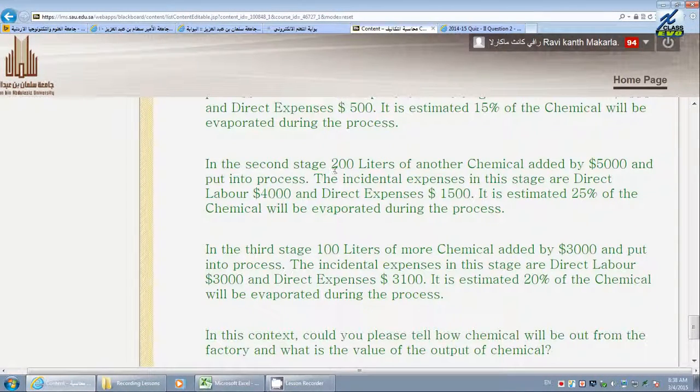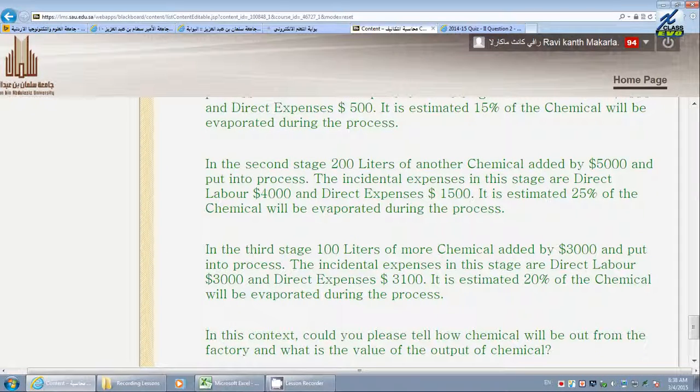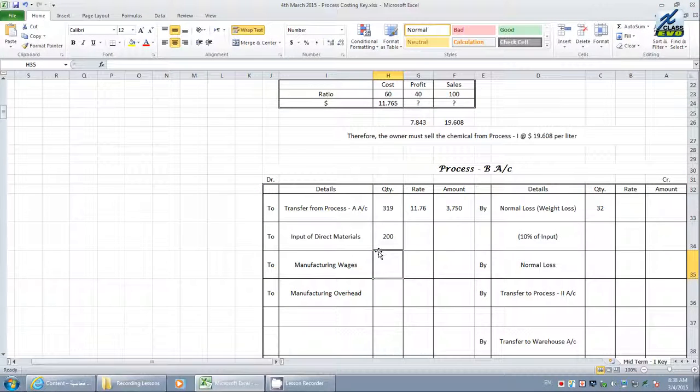In the second stage, 200 liters of another chemical was added. What they say? Another chemical was added, introduction of, that is considered as input of direct materials. How much quantum they say? Very clearly they said 200 liters were being input. What is the value they say? The value they say $5,000.